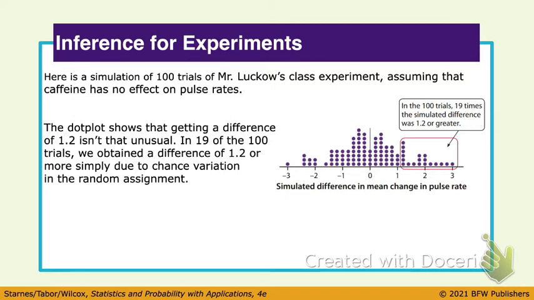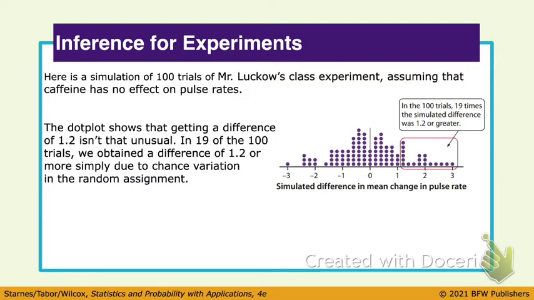Here we go. Assuming that caffeine has no effect on pulse rate, we have this dot plot here that shows a simulation of, let's pretend we do this experiment 100 times in this classroom, okay? So the dot plot shows the difference in the change in their pulse rate. So what would a difference of zero mean? There was no change in their pulse rate. So before they drank the caffeine and after they drank caffeine, there was no difference in their pulse rate.